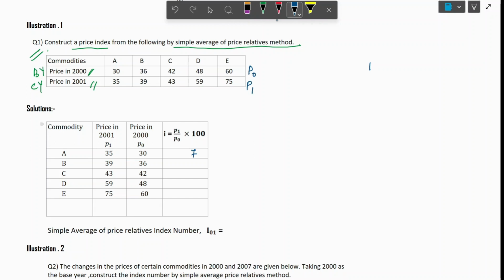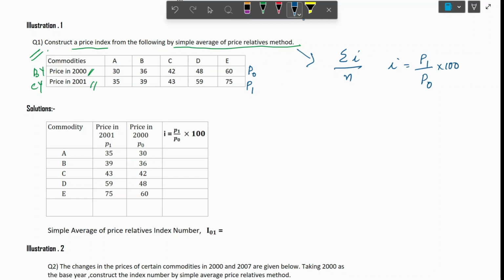According to the list, you are going to write the commodities in the same order, P1 and P0. If you follow the same order, P1 first and then P0, it is going to be really helpful for the calculation. First column commodity, second column P1, third column P0. What is the last column which I created? How do I create that column? When solving index number questions, first try to remember which formula you are going to use. Here, simple average of price relative: the formula is summation of I divided by N, where I equals P1 divided by P0 into 100.